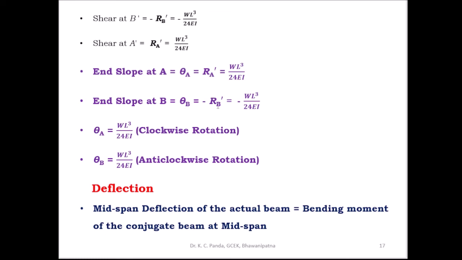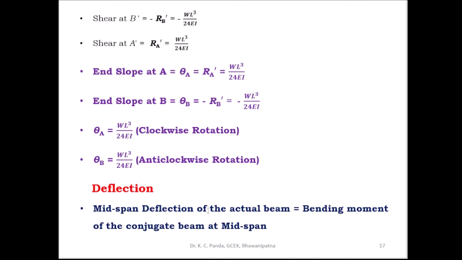As you know, here you got theta A is equal to WL cube by 24 EI, a positive value, so the rotation takes place in clockwise direction. And theta B is equal to minus WL cube by 24 EI, so here the rotation takes place in anti-clockwise direction. So theta A is equal to WL cube by 24 EI clockwise rotation, and theta B is equal to WL cube by 24 EI anti-clockwise rotation.